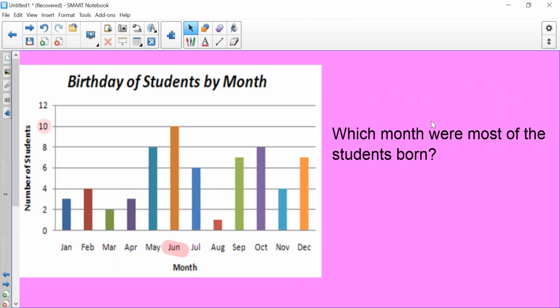So which month were most of the students born? Now, hopefully, for most of these kind of questions, they are quite visual. So you'll be able to see which bar is the highest. And in this case, it's June with 10. Sometimes it's not as obvious and you need to really look at the number scale. And a really good tip, even if you're doing this on a computer, is to just either get a ruler or something straight, just so you can really compare those lines. Just lay it on if ones are really close and then you can see which one's higher.